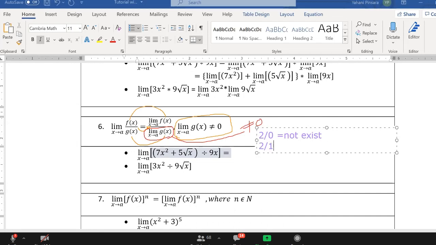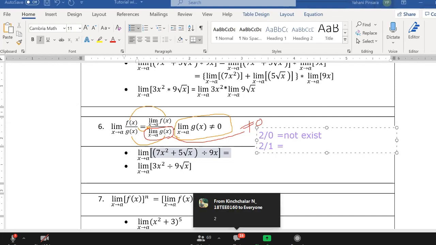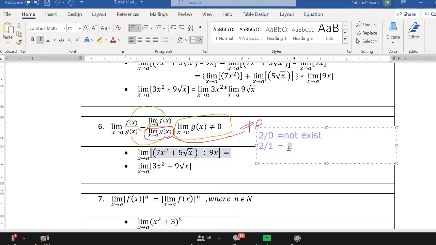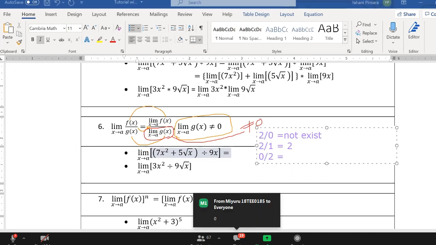2 divided by 1, what is the answer? Yeah, 2. Correct. So 2 divided by 1 is equal to 2. Zero divided by 2, what is the answer? 0. Yeah, 0.